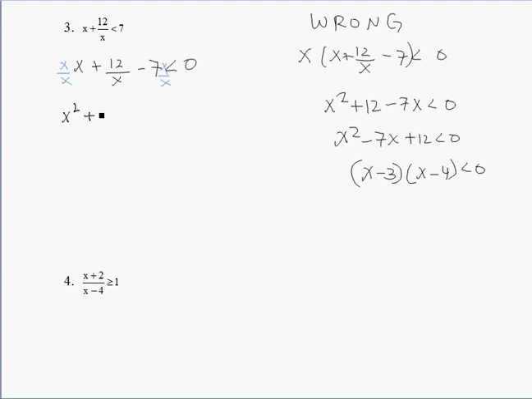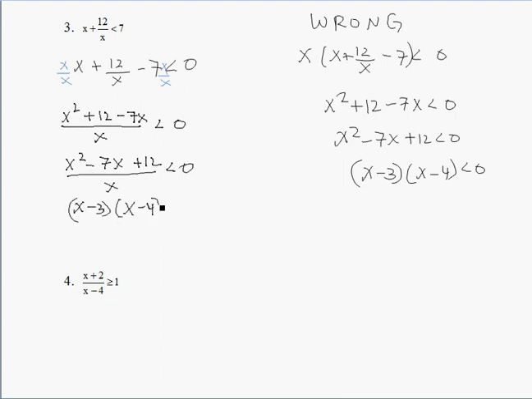So this is x squared plus 12 minus 7x all over the common denominator of x is less than 0. You don't want to get rid of this x. You don't want to multiply both sides by x and get rid of that. You want to keep this x because this is a critical number. So therefore, let's rewrite it. x squared minus 7x plus 12 all over x is less than 0. So we get x minus 3, x minus 4 over x is less than 0.